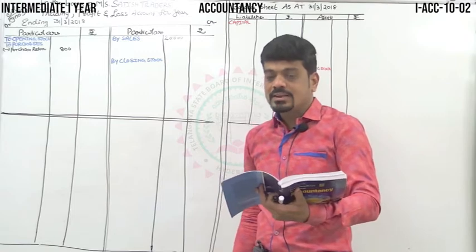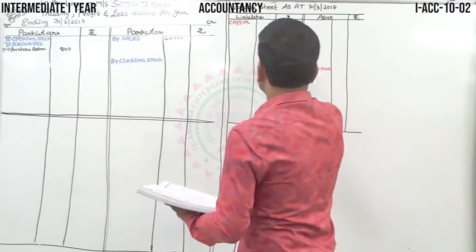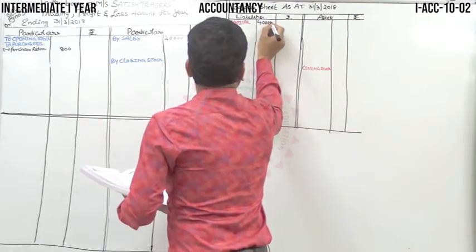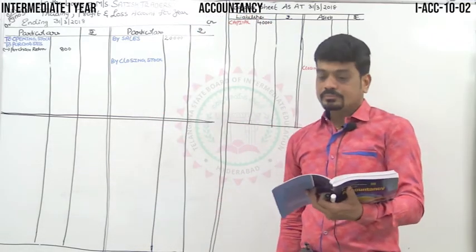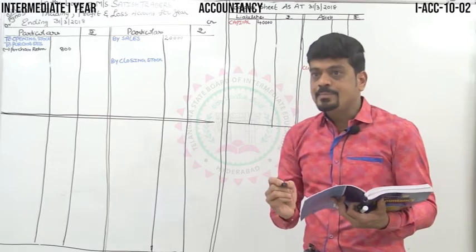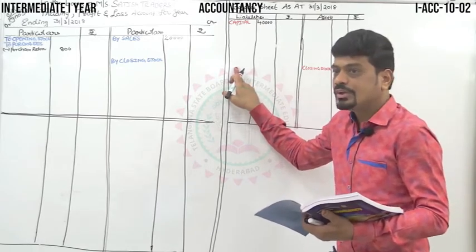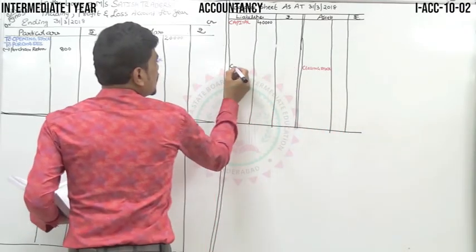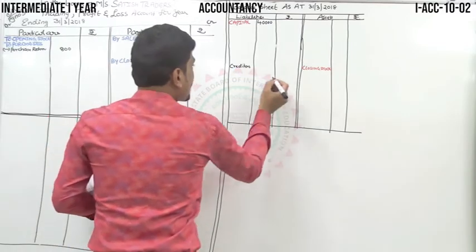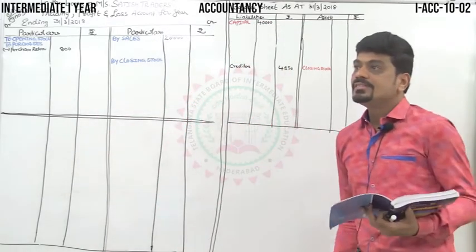Then capital. Capital, we know it is a liability. So we'll go to the liability side. Already we wrote capital. We'll fill the amount, 40,000. Then creditors. Creditors are again liability. I told you we'll start writing opposite of closing stock. So from here we'll write creditors, because it is a current liability, 4,250.